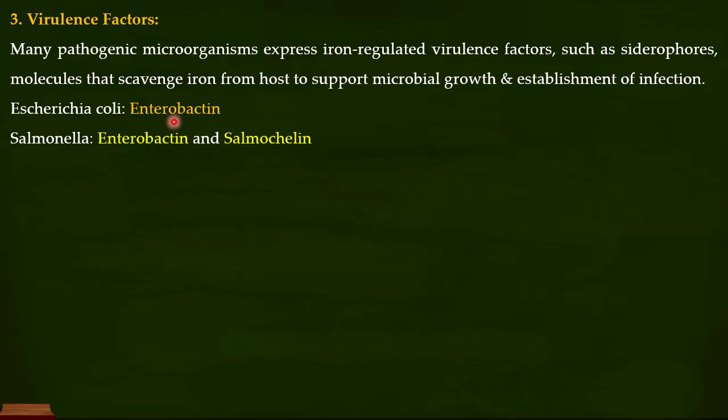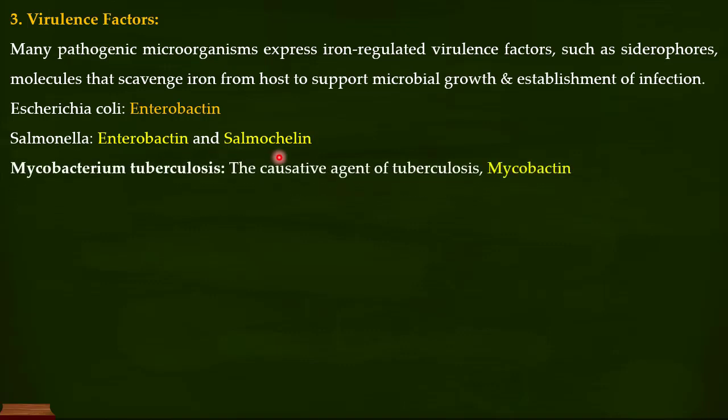Another important example, Salmonella, a very important foodborne pathogen. They are going to produce enterobactin and salmonellin. The Mycobacterium tuberculosis, which is the causative agent of tuberculosis, is going to produce mycobactin. If you talk about fungi, for example, the Aspergillus species, they are going to produce specific siderophores. You can call them ferricrocin and ferrichrome.